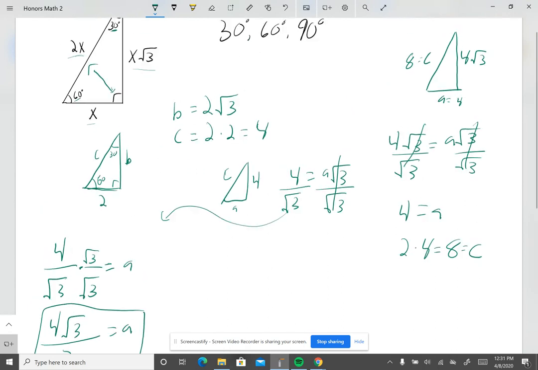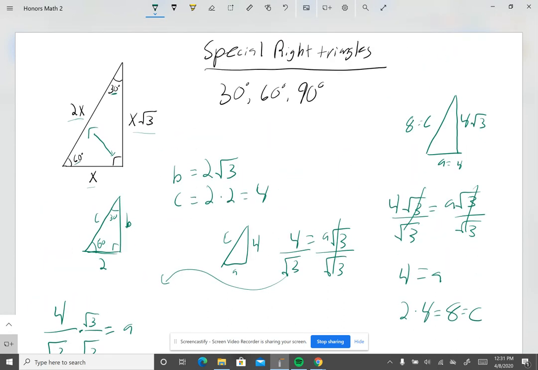Okay, so that was one last thing. As always, let me know if you have any questions. This is the 30, 60, 90 triangle, and if given one side length, you can find any other three using these ratios.